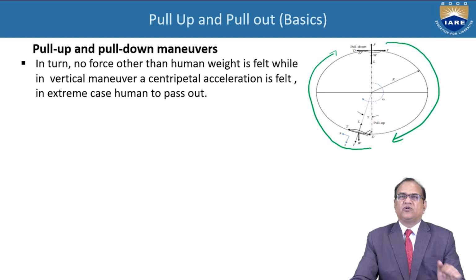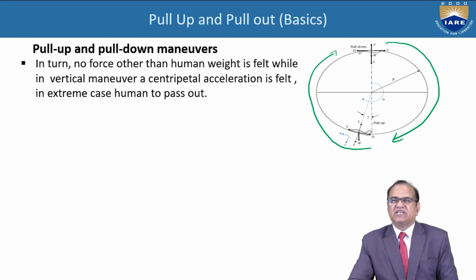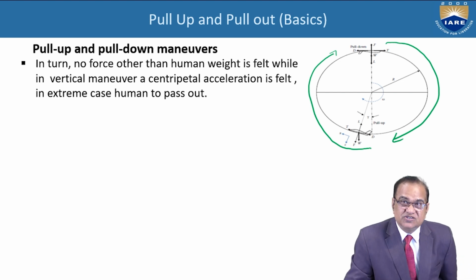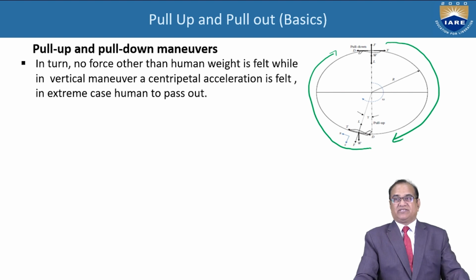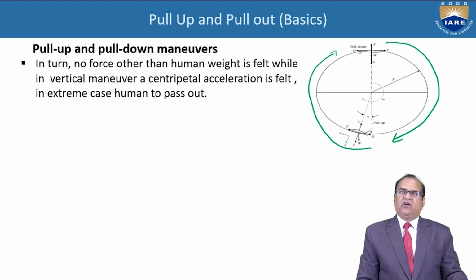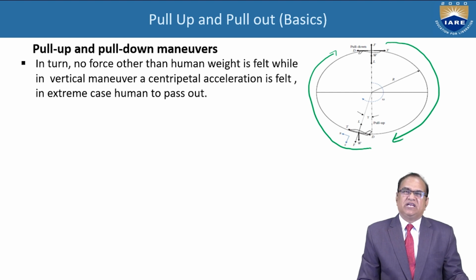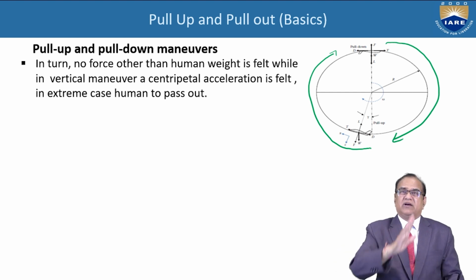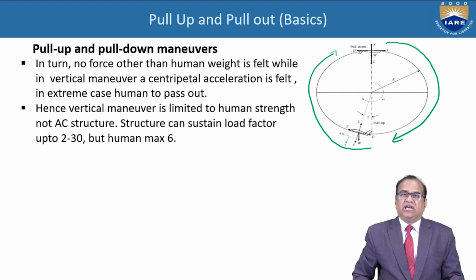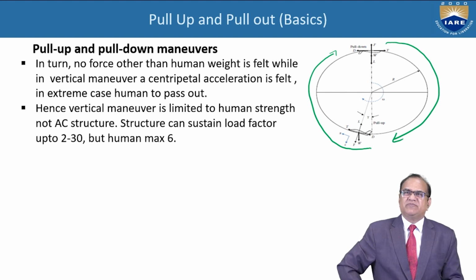In a turn, no force other than human weight is felt. While in a vertical maneuver, a centripetal acceleration is felt, and in an extreme case, a human can pass out. So if you are turning, only human weight is felt, but if you are making a vertical maneuver, the centripetal acceleration is also felt. Hence, a vertical maneuver is limited by human strength, not aircraft structure.